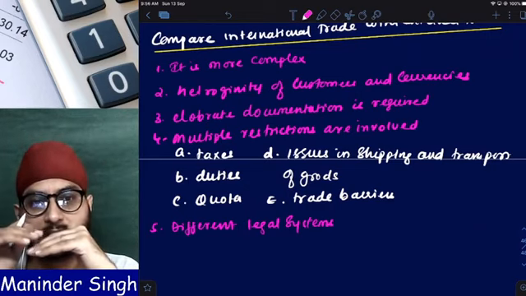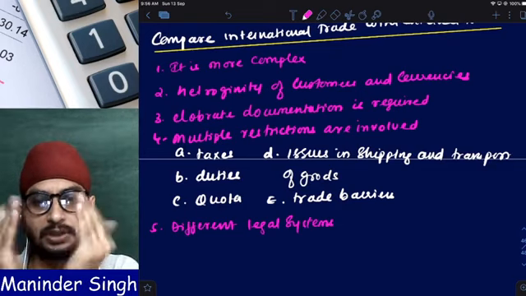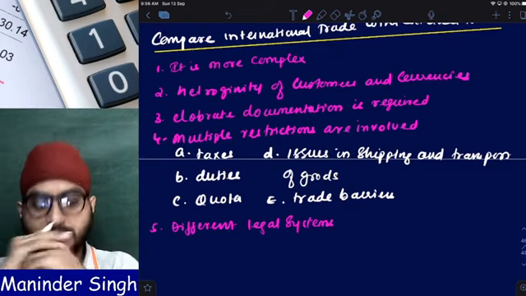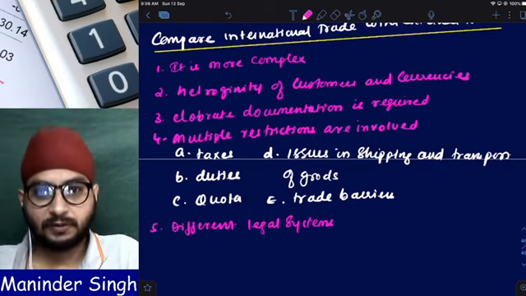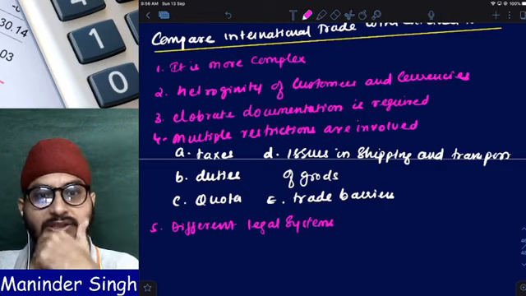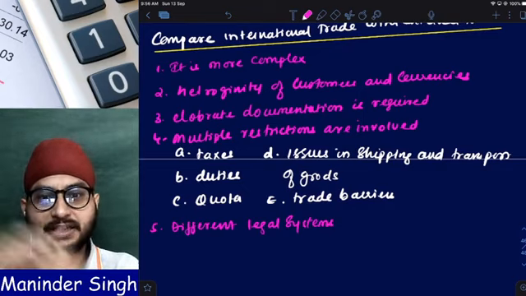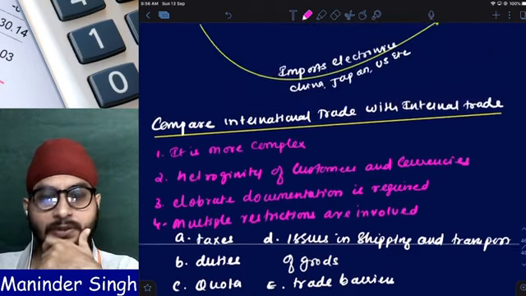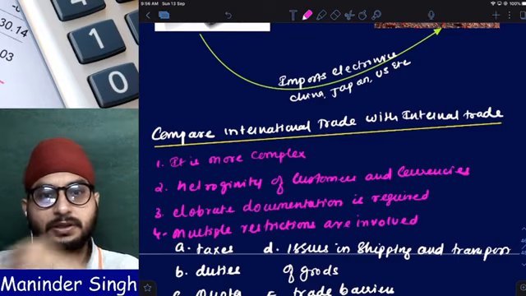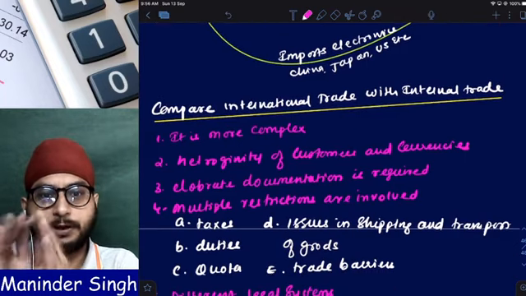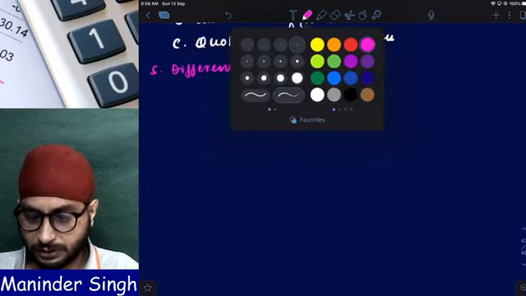But throughout the world, do all people support international trade? No, there are some people who are against international trade, right? So now let us see why people are saying that international trade should be done. Then we will also see why people are saying that international trade should not be done. So let us see from both their points of view. Clear? Now let us see the arguments.